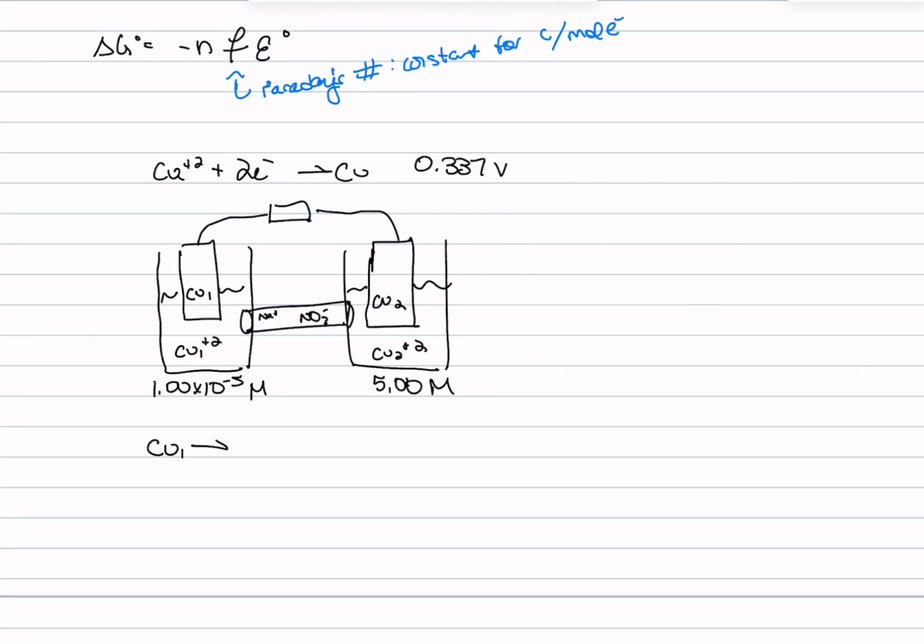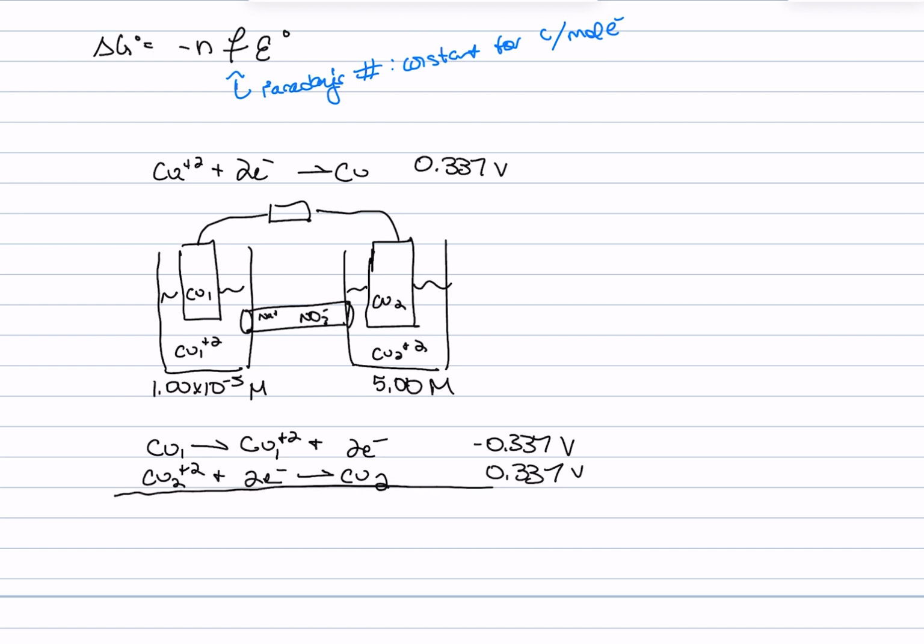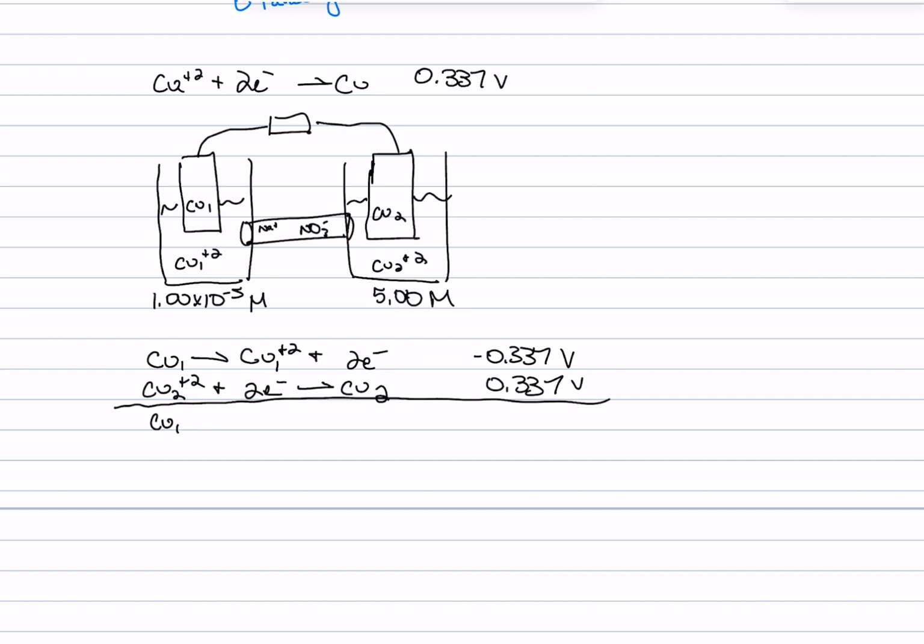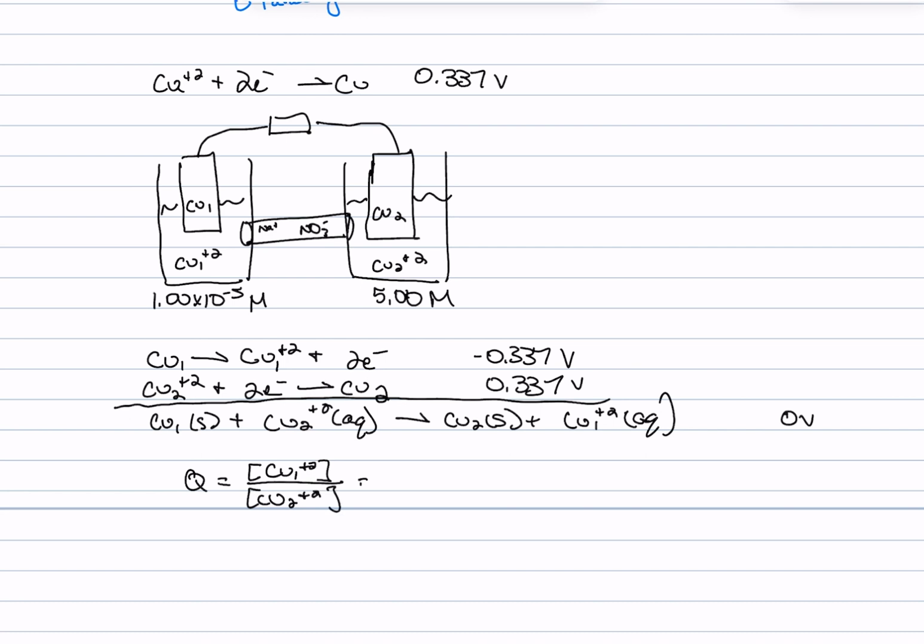Now we can write out the reduction and oxidation potentials and sum that, and so we can get Cu1 solid plus Cu2 2+ goes to Cu2 solid plus Cu1 2+, and the voltage is 0. So we know that Q must be equal to the concentration of Cu1 2+ over Cu2 2+, and that comes out to be 2 times 10 to the negative 6 molar.